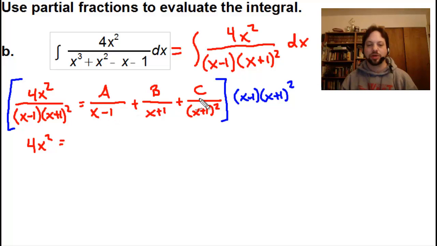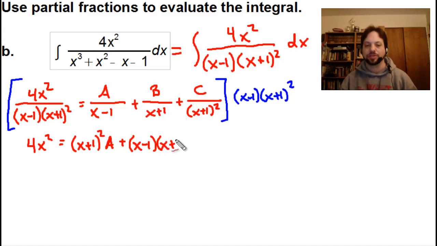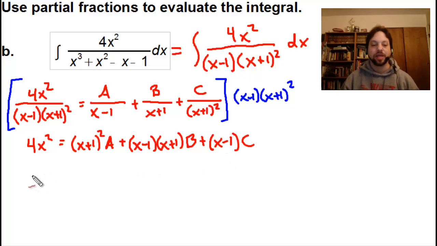Here, the x minus 1 and the x minus 1 will cancel out, and I'll be left with x plus 1 squared times a. For my b term, the x plus 1 will cancel out one of the x plus 1s, leaving me with an x minus 1 and an x plus 1 times b. And finally, for my c, the x plus 1 squared will cancel the x plus 1 squared, leaving me with just x minus 1 times c.